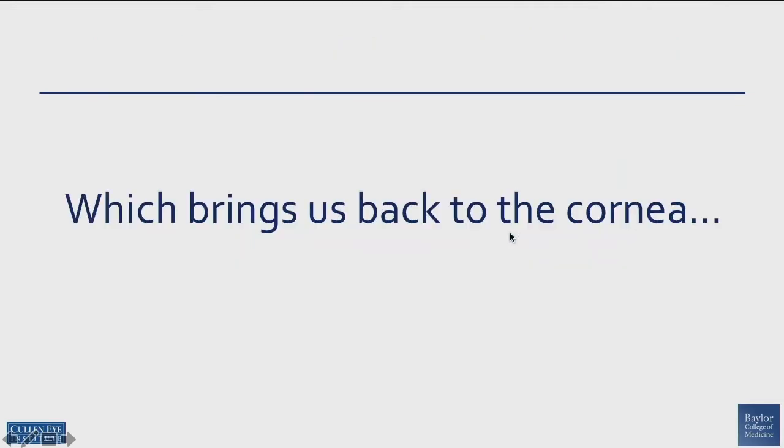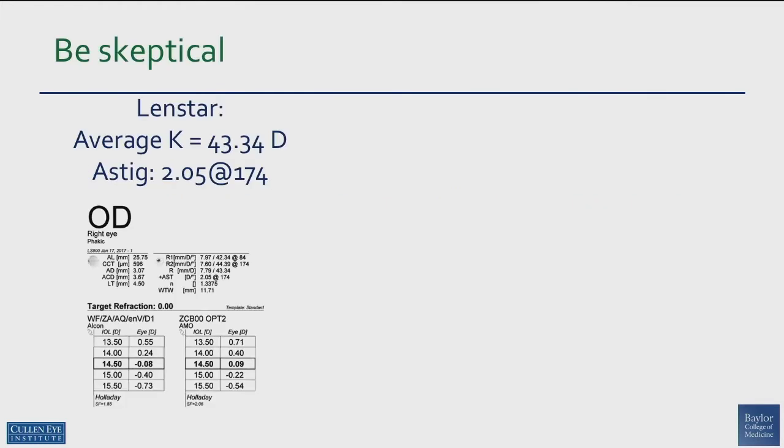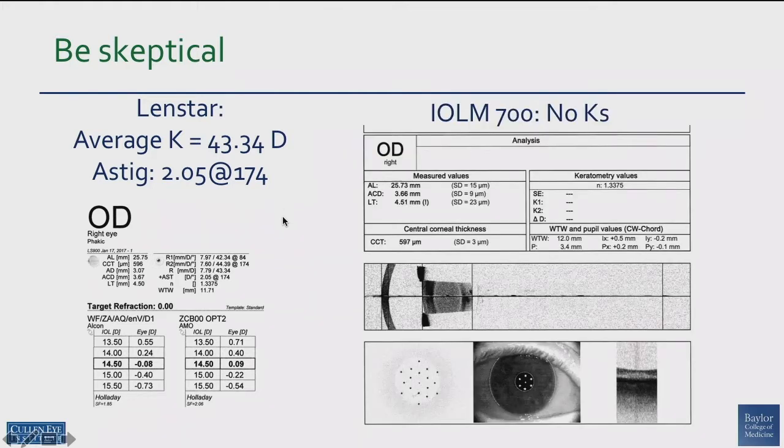Which brings us back to the cornea. This patient came to see me on a pre-op day. These are the measurements I got, 43, 2 diopters, kind of getting geared up to think about a toric IOL for this patient. But the IOLMaster didn't give me any K readings, and you can see there's a missing data point, a missing LED reflection down here.